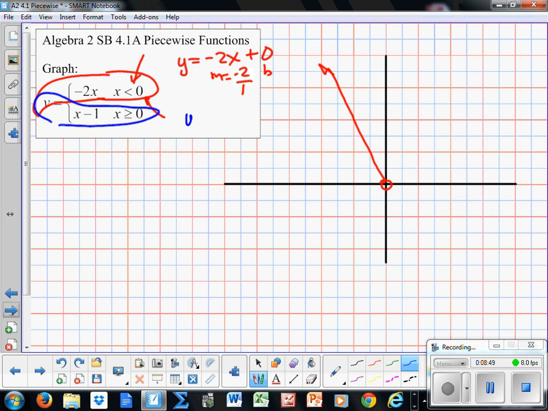Y equals x minus 1 has a y-intercept of negative 1 and a slope of 1, so it's going up 1 and over 1. Now, some of you are already saying, don't draw that other piece. Yeah, that piece. Because you know that the graph is only to the right of and including 0. So again, paying attention to the endpoints where this starts and stops, that piece starts at x equals 0, and it includes it. Okay, we're done. That's it.